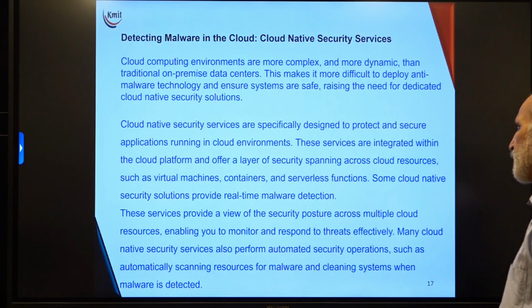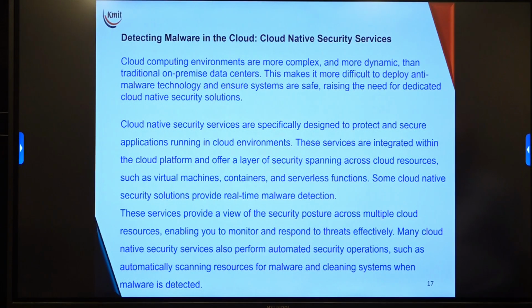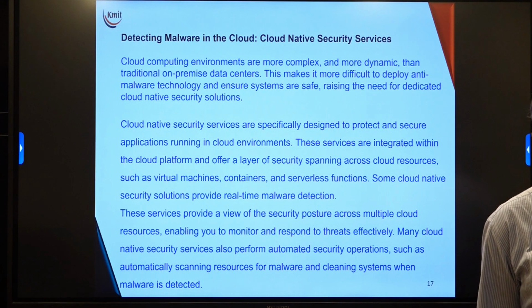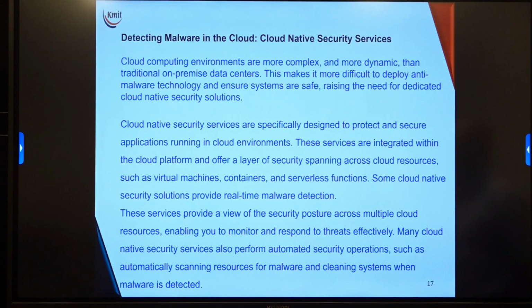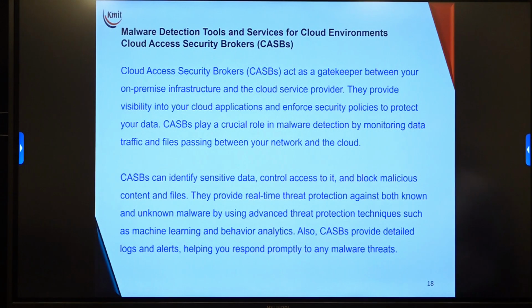So cloud native security services are specially designed to protect and secure applications running on the cloud system, not on your computer, not on your laptop, not on your network. These services are integrated with the cloud platform and offer a layer of security spanning across the cloud resources such as virtual machines, containers, serverless functions and more. Some cloud native security services provide real-time malware detection also. All these things are possible, and some of the companies ask you to pay for it.